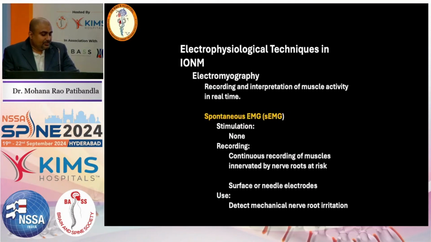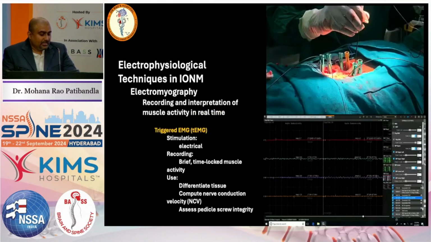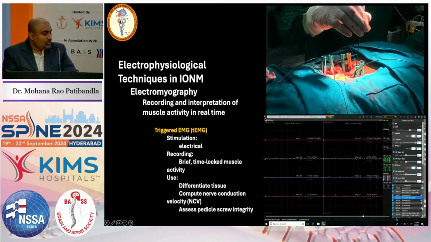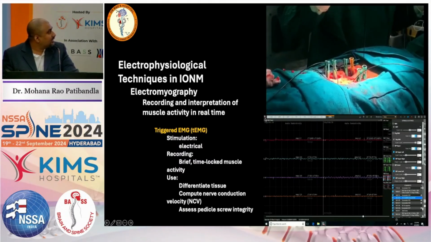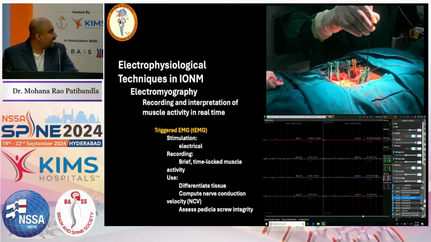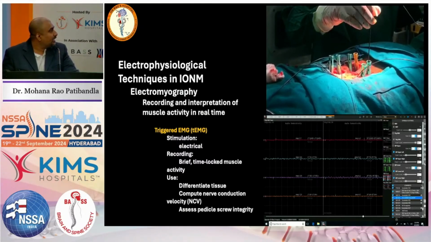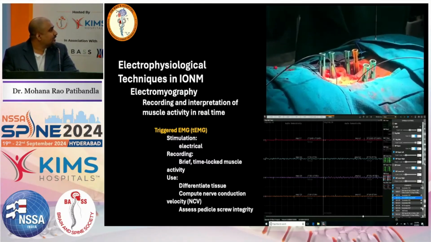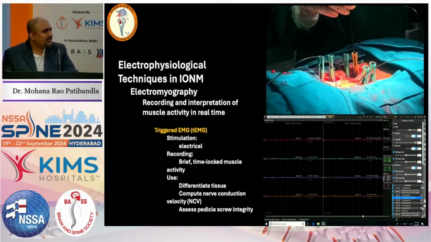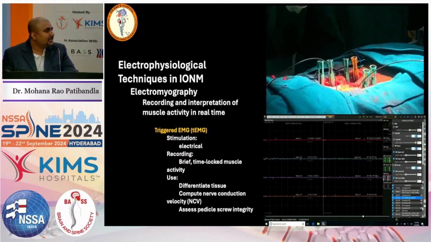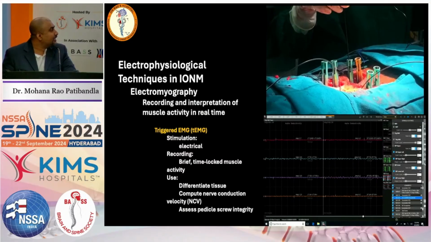So spontaneous EMG we always check, and along with that, the triggered EMG also we will check. I check for every pedicle screw, and we check around 30 milliamperes or so. I'll start with that, and I'll come down to 4 to 6, and if anything is less than 7, I feel that there is a breach, and definitely I have to remove that screw and place it again.